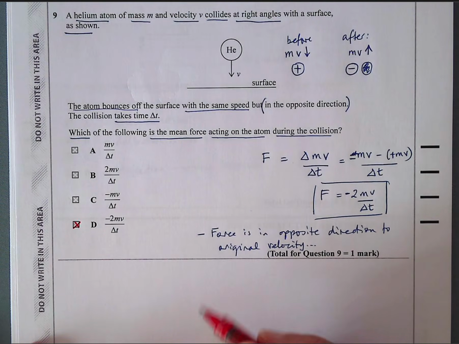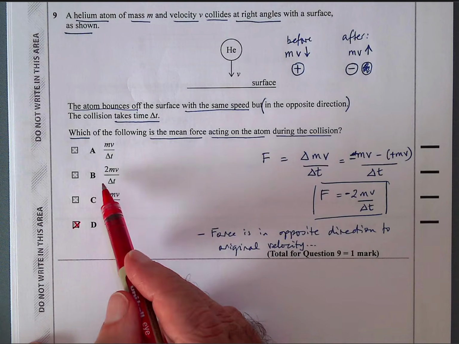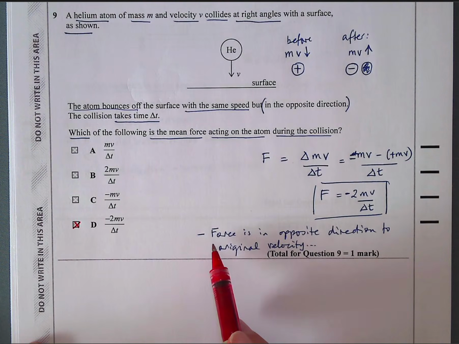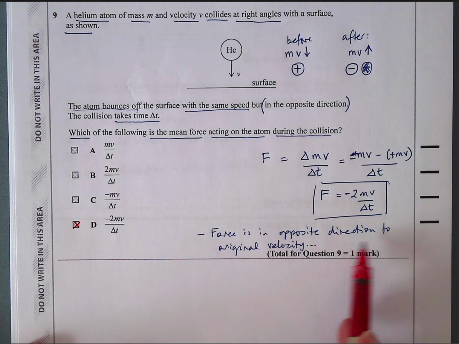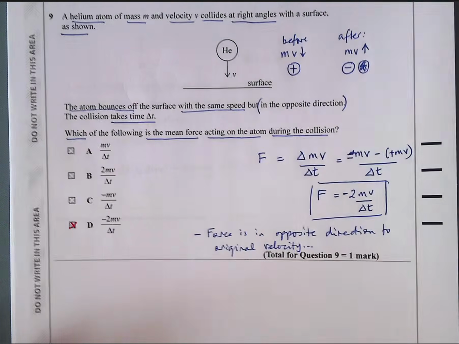Now, a change of momentum quantitatively, of course, it could be B as well. So I've put negative force is in opposite direction to the original velocity. So you want to show that you know the force is the cause of the change in momentum. Okay, so I think most people will get D if they've done the maths correctly.